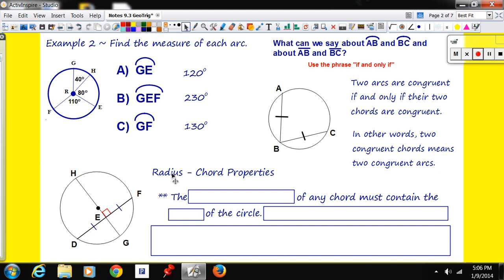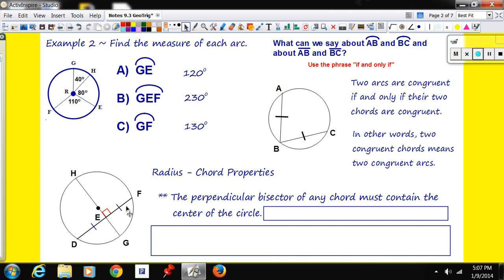Now let's think about a radius with a chord, or a diameter with a chord. Either way works. The perpendicular bisector, that means it's a 90-degree angle and it's bisecting, of any chord must contain the center of the circle. That means it's either going to be a radius or it's going to be a diameter.